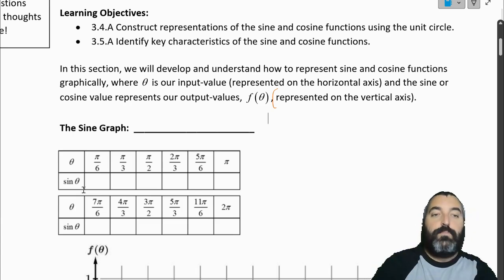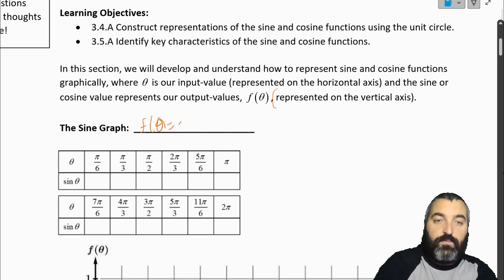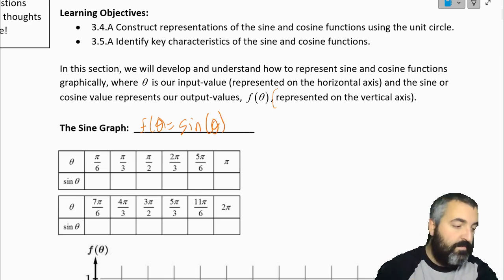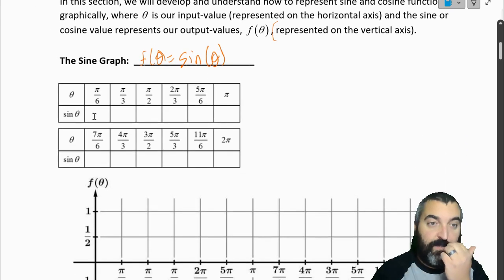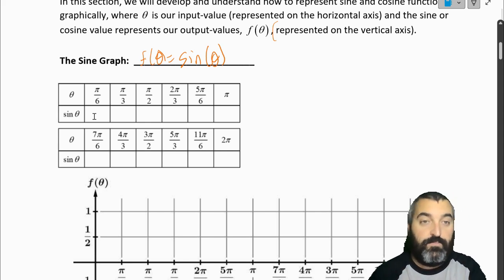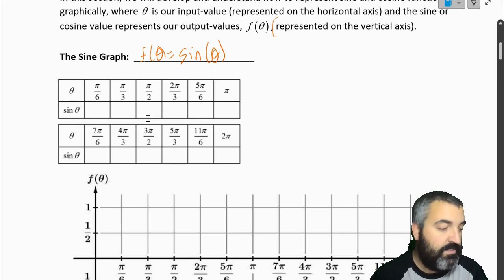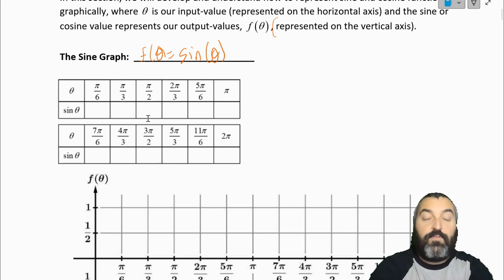All right, so the sine graph we're going to write as f of theta equals sine of theta. Okay, so what we're going to do here is we're going to find these values and then plot them. Okay, and the nice thing is, because it's periodic, you'll see we only need to know these values to do this.